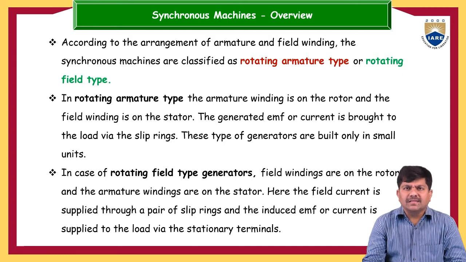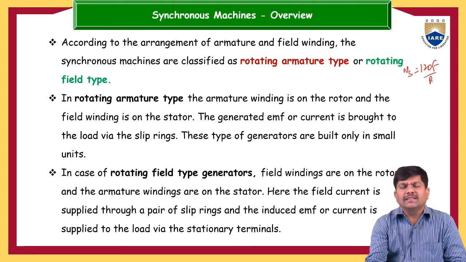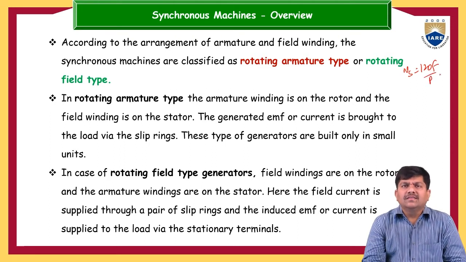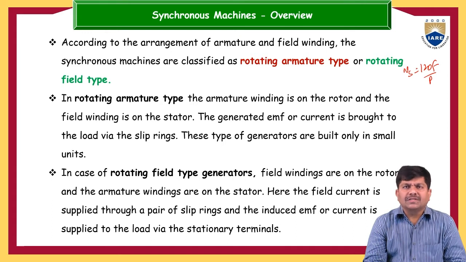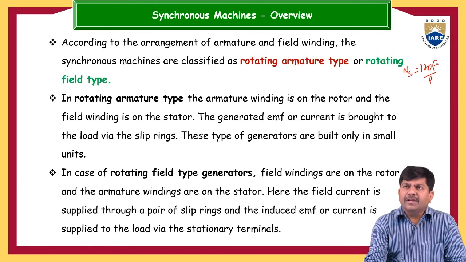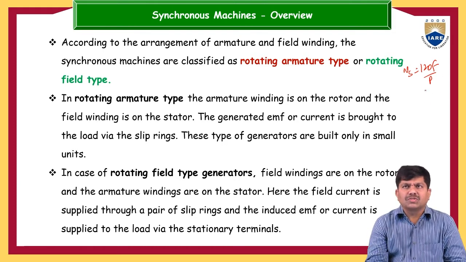But in the synchronous machine, the alternator, the rotor always rotates at synchronous speed, which we can easily calculate. What is the synchronous speed? Synchronous speed is 120 times the frequency divided by the number of poles. Like this, we can easily calculate the speed of rotation of the alternator rotor. So it depends on the supply frequency as well as on the number of magnetic poles.